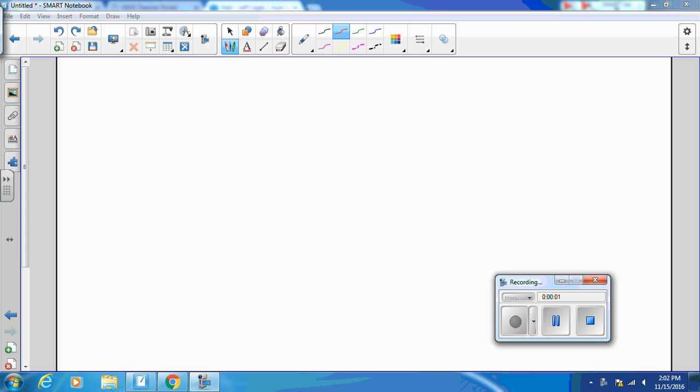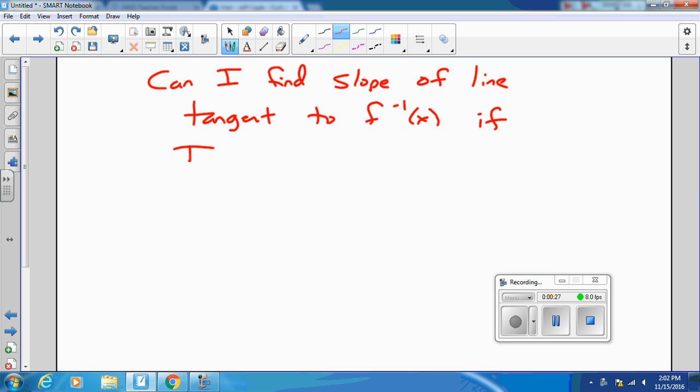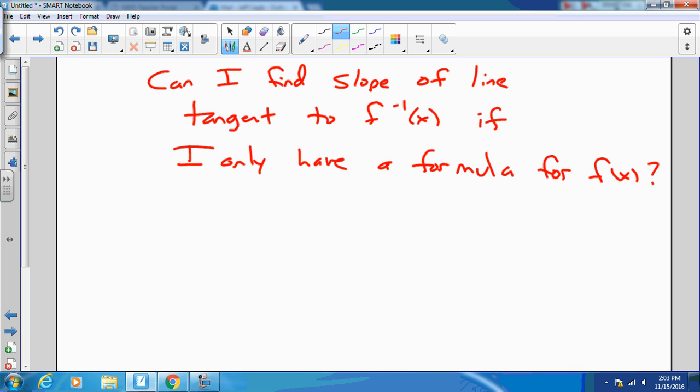As we have previously seen, it is sometimes impossible to find an equation for f inverse, even if f is invertible. And so the question is, can I find the slope of the tangent line to f inverse of x if I only have a formula for f of x? And the answer, surprisingly, turns out to be yes.